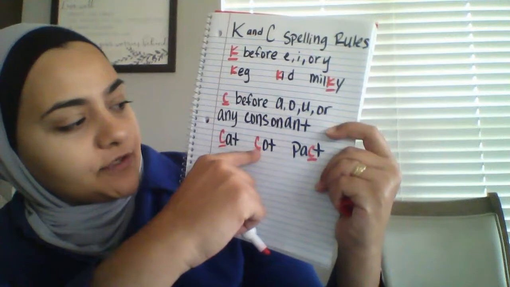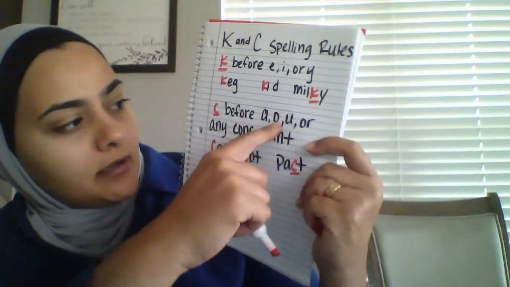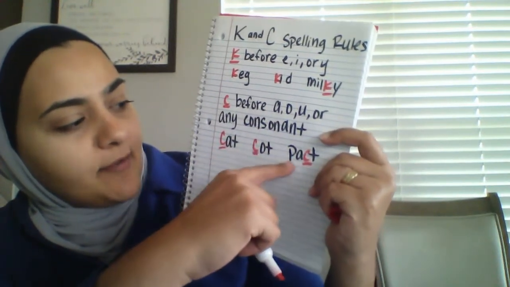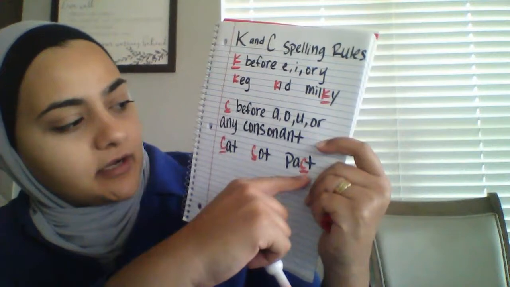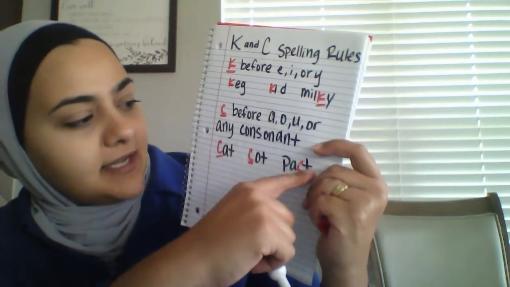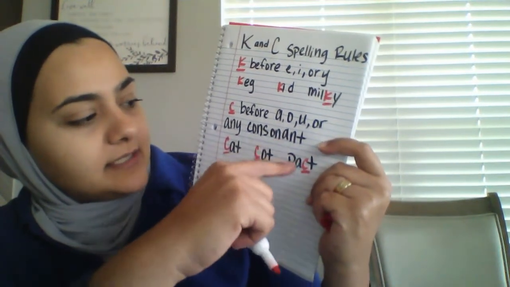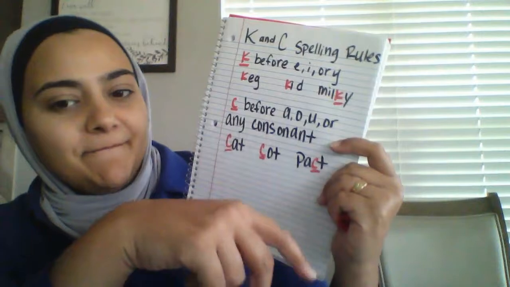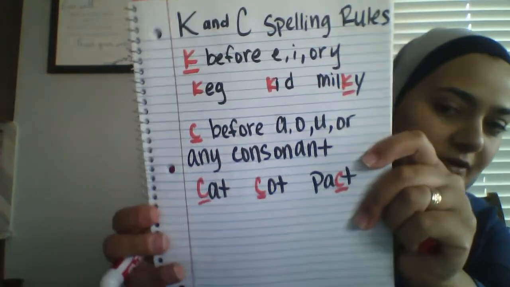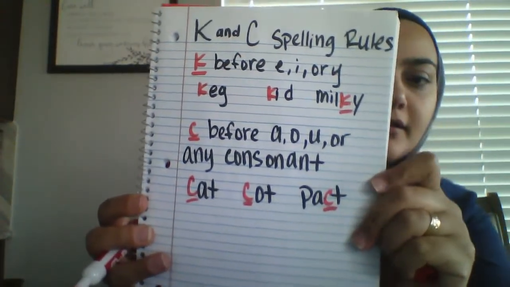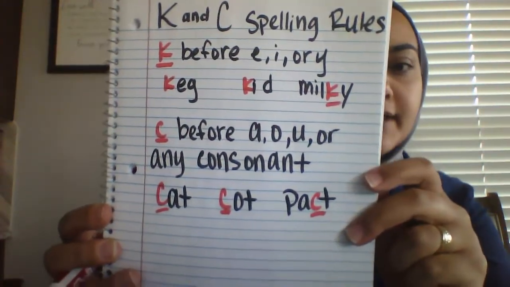Caught. What comes after the k? O. So we use a C. How about packed? What comes after the k? T. T is a consonant, so we're going to use the C. Okay? I'm going to go ahead and hold this up, and you can pause the video now and write this rule down.